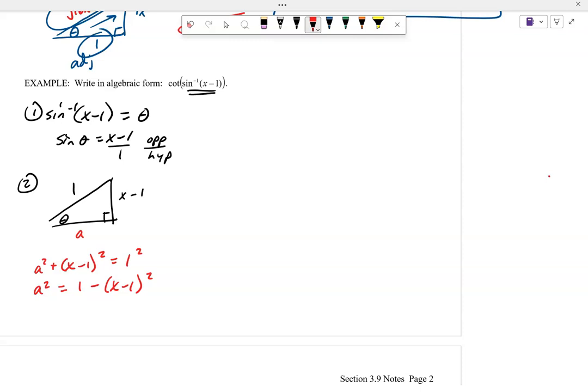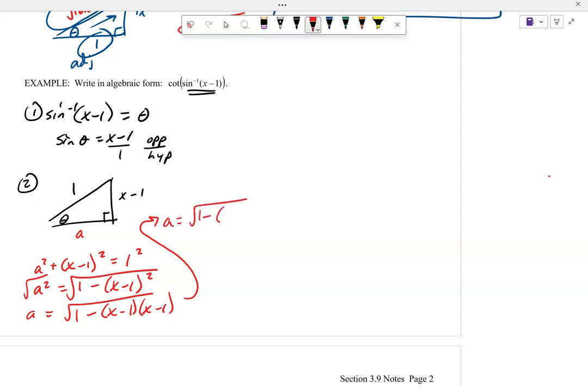I'm going to square root both sides. So a equals the square root of, I should expand this, I get (x minus 1)(x minus 1). So my a ends up being the square root of 1 minus (x squared minus 2x plus 1). Distribute that, and it looks like my 1's go away. So I've got positive 2x minus x squared. So that's my a. Let me throw that in right here for the adjacent side, which is the square root of 2x minus x squared.